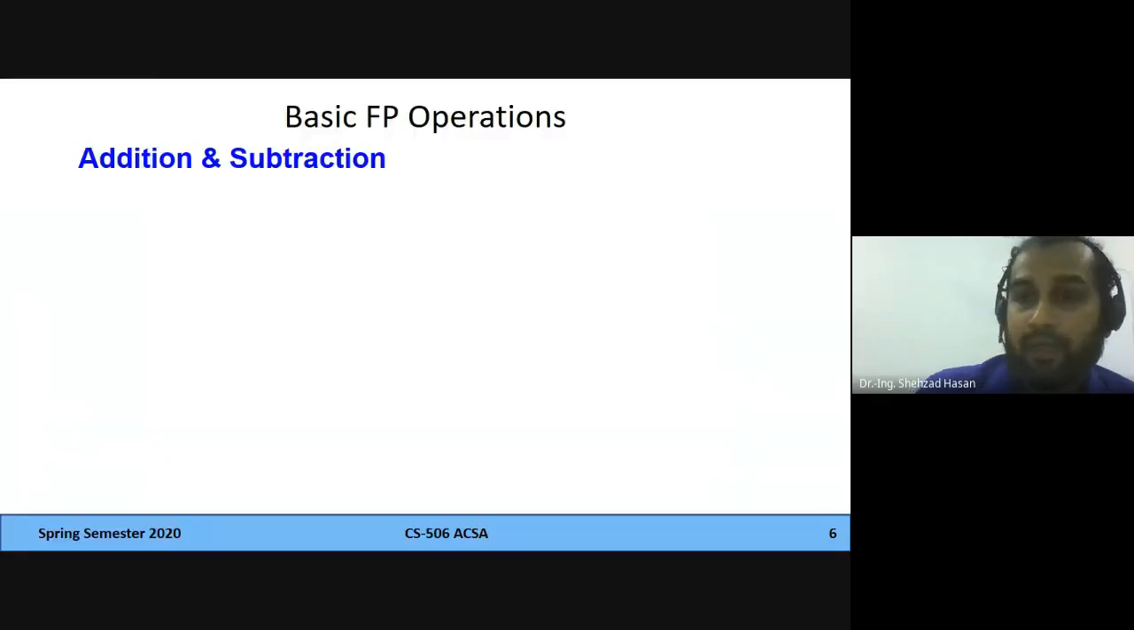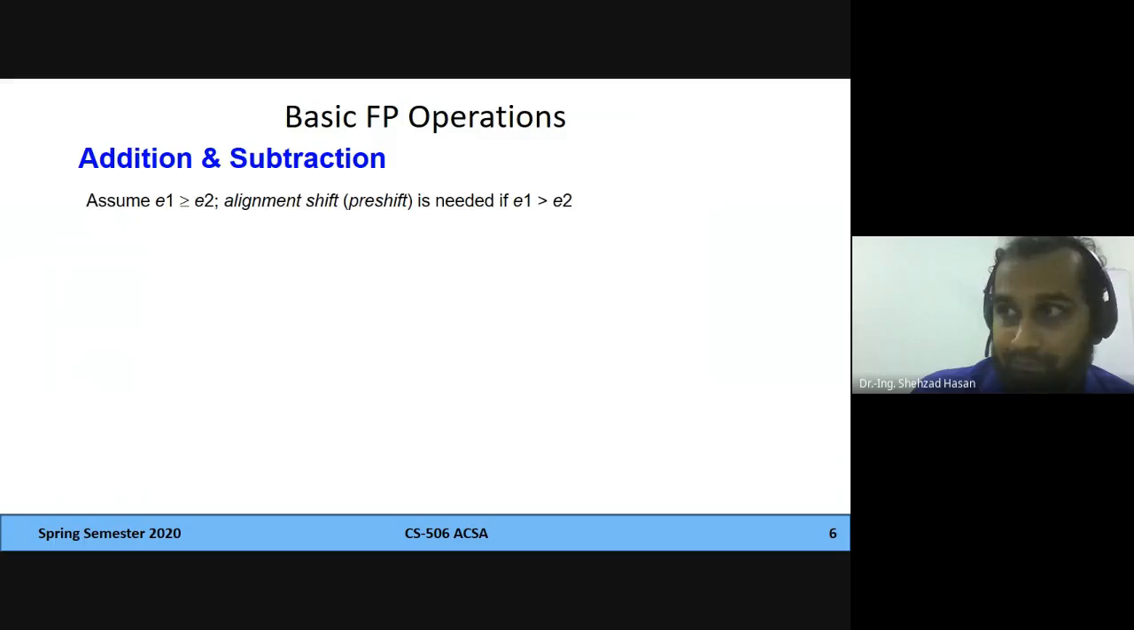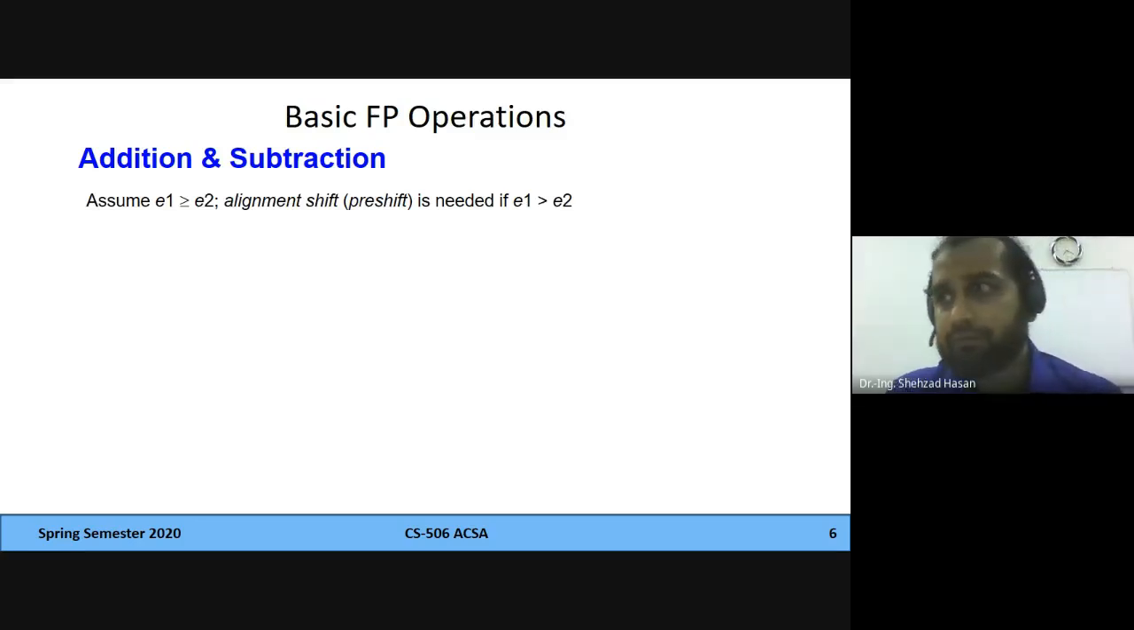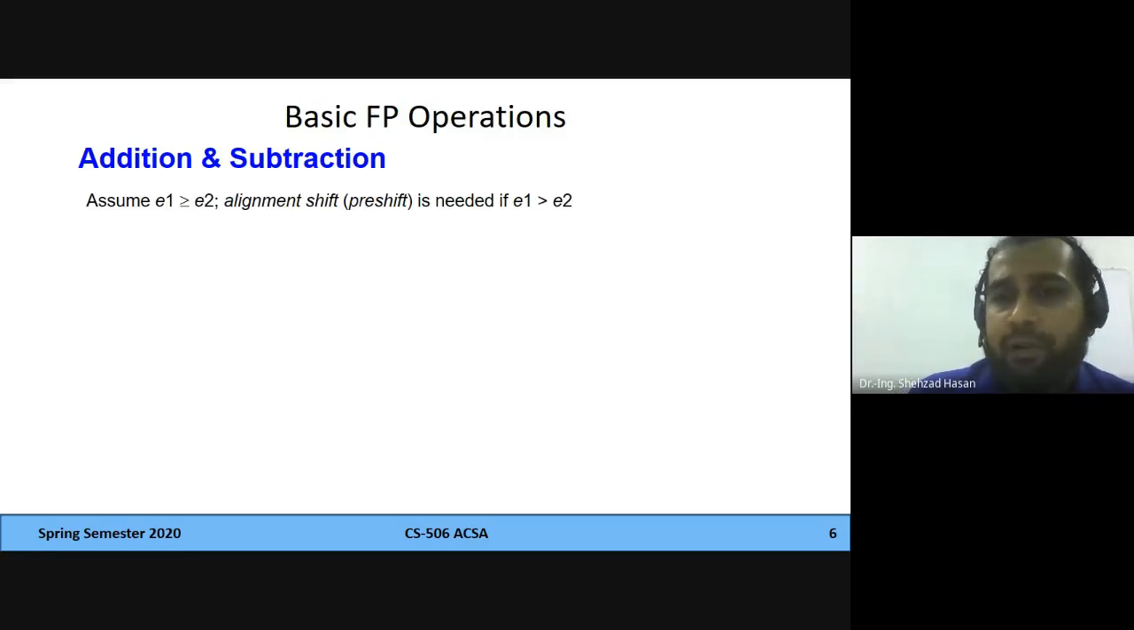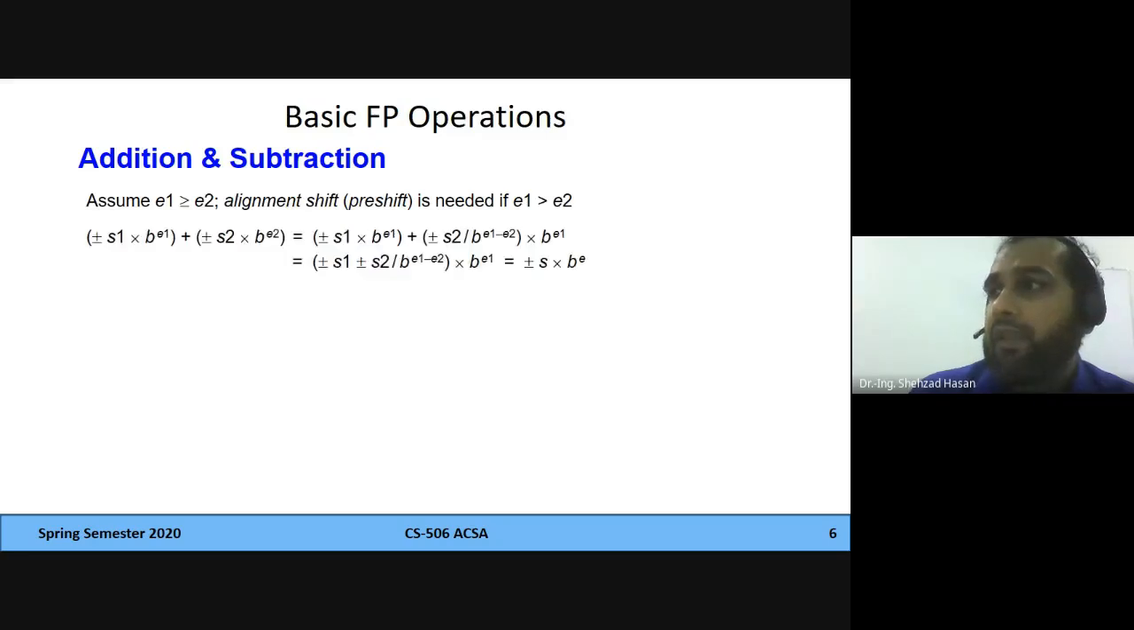Is this okay? So when we are going to add two numbers, we are going to ensure that they both have the same exponent values. And if one of them has a different value, then you are going to shift the one which has the smaller exponent value to the right, right? Now that type of shift is sometimes called a pre-shift.